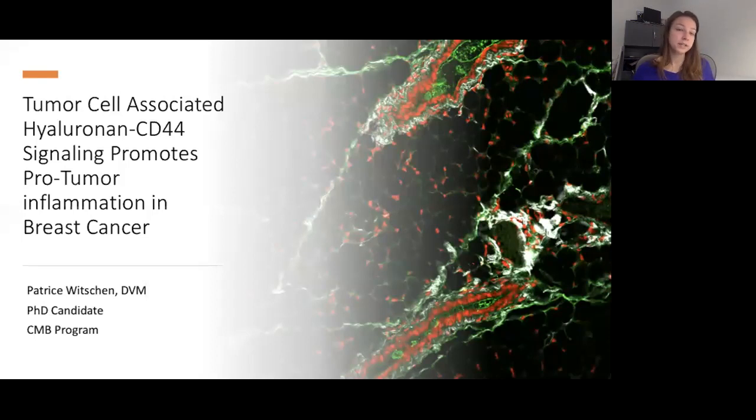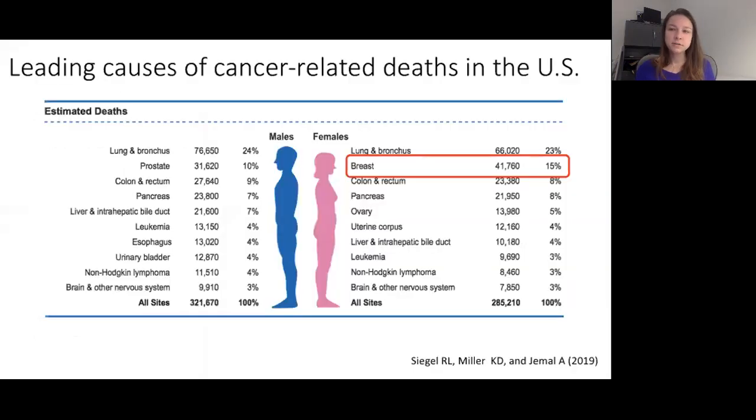And today I'm going to share with you an abstract from a paper that I recently published titled Tumor Cell-Associated Hyaluronan CD44 Signaling Promotes Pro-Tumor Inflammation in Breast Cancer. As many of you know, breast cancer is the second leading cause of cancer-related death among women in the United States, and therefore this is a relevant disease to study.